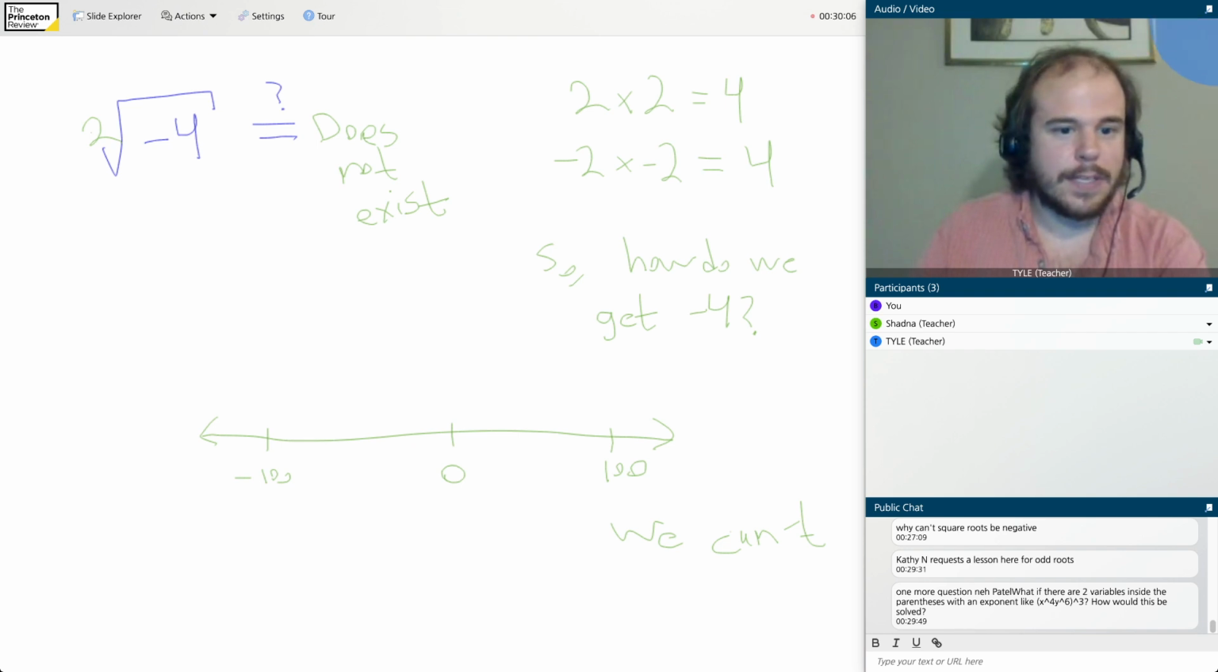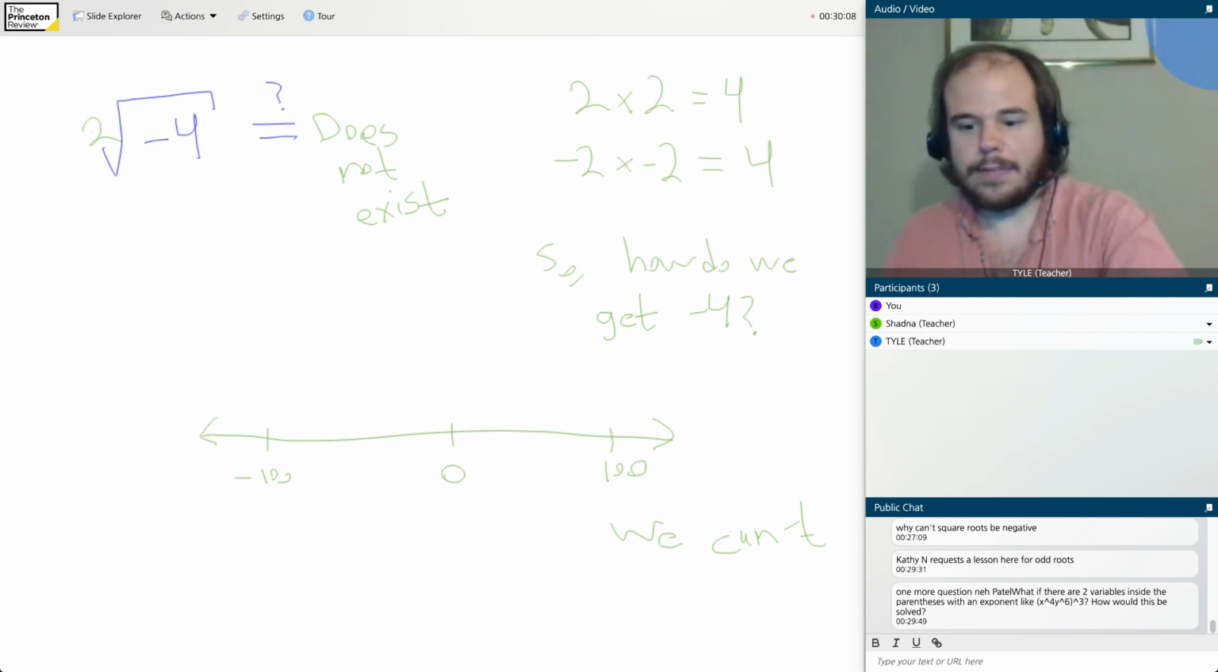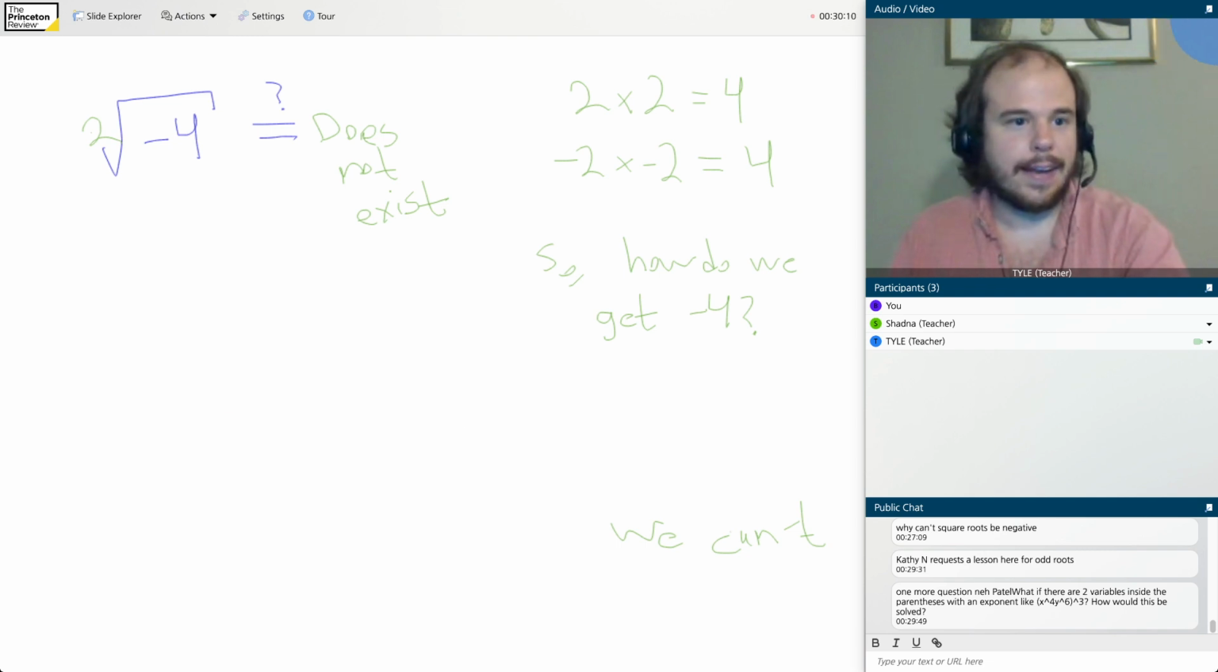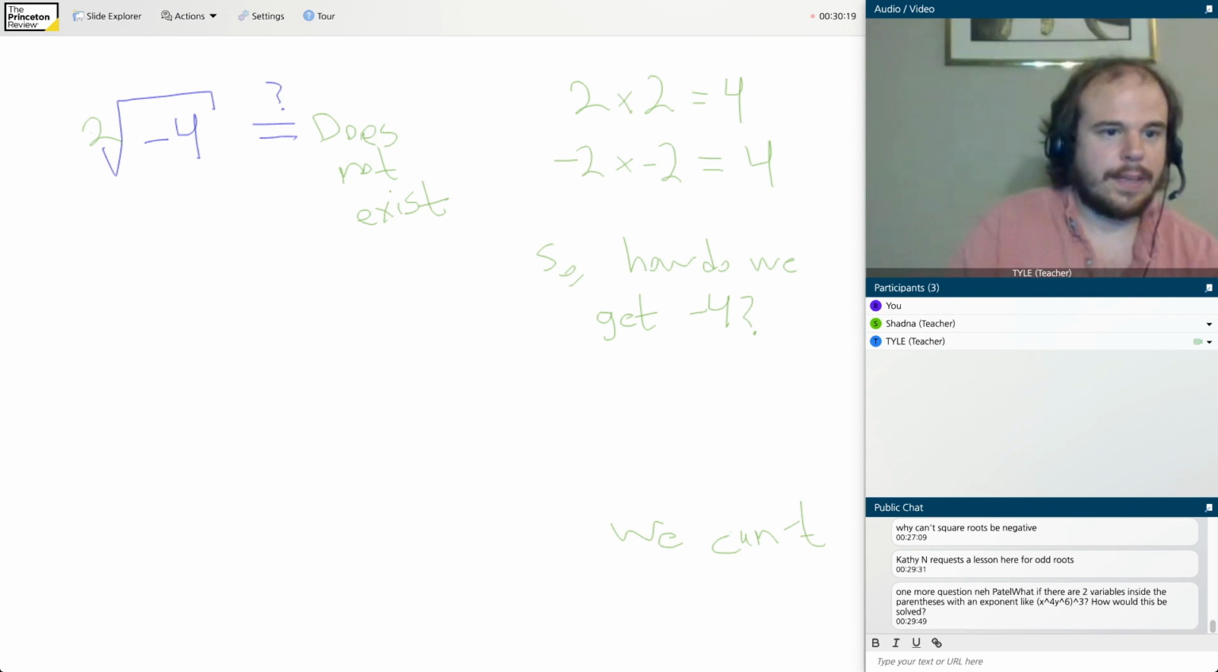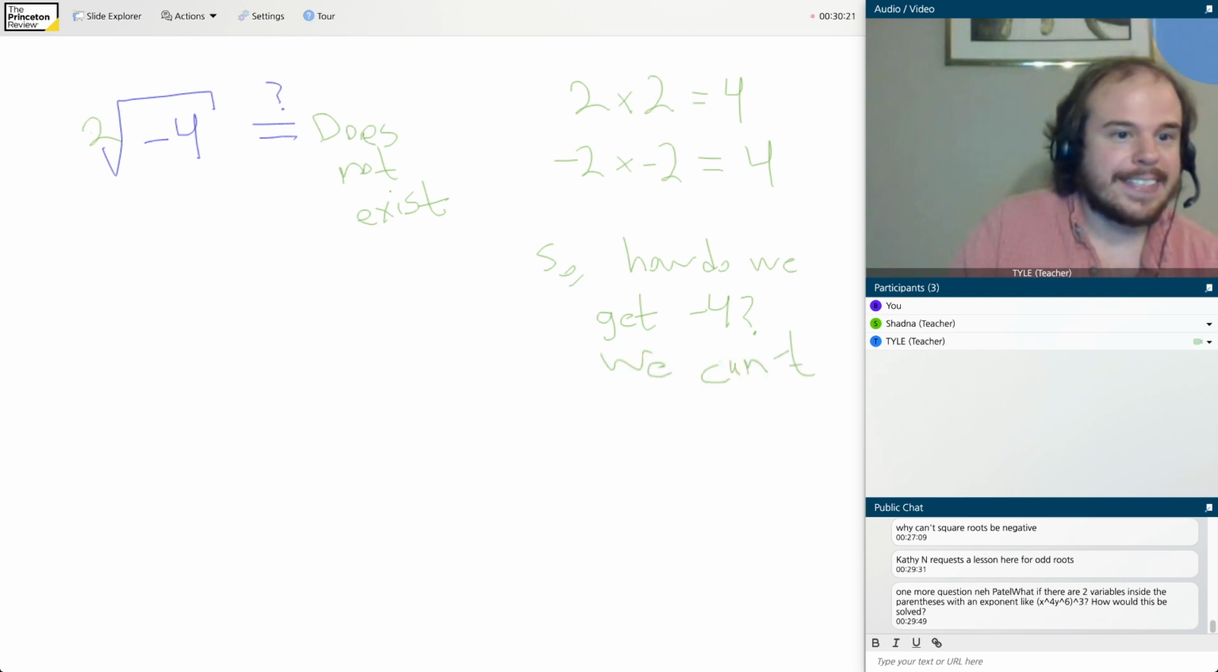Let me just move this around to make some more space for myself. I'm going to get rid of my number line since we don't really need that. And I'm going to move this up here. All right. So now I'll change colors. All right. So what about odd roots?